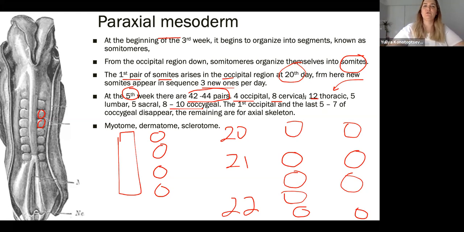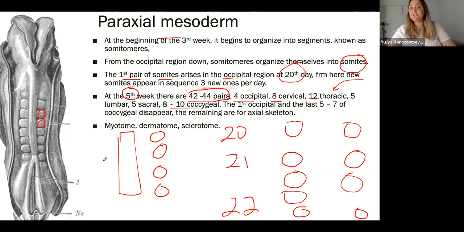So a question for you guys. Tell me if it is correct. I can know the age of the embryo by simply counting somites. True. Absolutely, that's what we just did now. If I see 10 pairs of the somites, how old is that embryo? That's it. It's 23 days old.